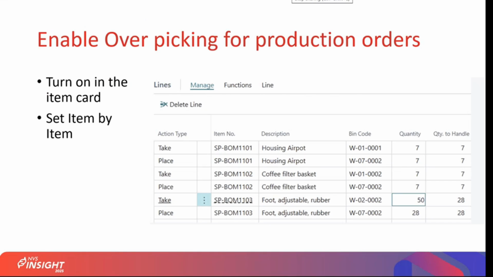Next one, enable overpicking for production orders. I don't know how many people ask me how we do this, where a production order might call for half a pallet of something, and I really just want to bring a full pallet, and I'll put it away when I'm done because I don't want to break the pallet. I'm really excited about this. So you turn it on the item card. So it's an item by item setting. And then when you create the pick, you can up your quantity on the pick. So you can see here this line for this item, the SP-BOM 1103. We changed the quantity to 50 from, it's telling us to handle 28. We're going to handle 50.